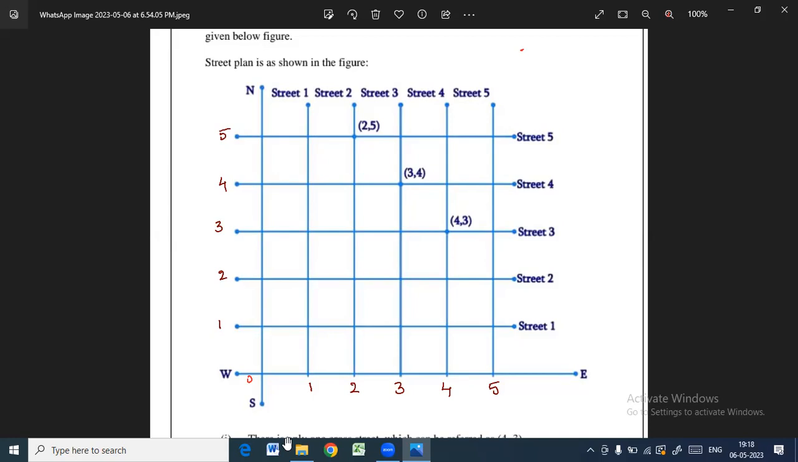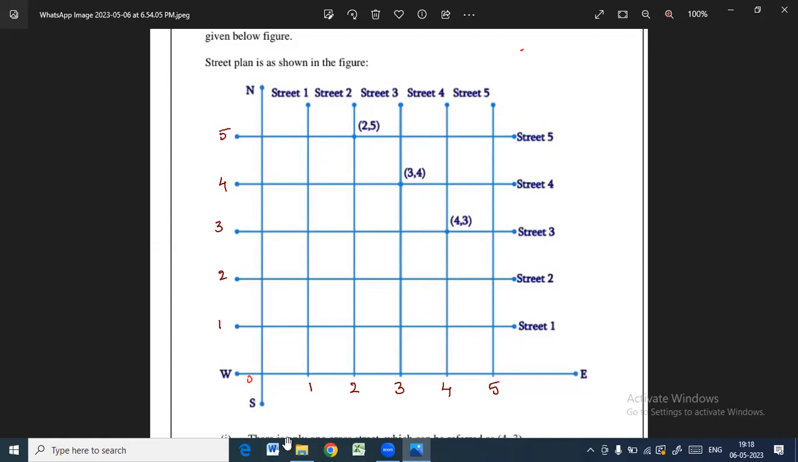Next, draw a model of the city in your notebook. This is a model of the city. In this diagram, represent the roads and streets by single lines. Street 1 is a single line, street 2 is a single line, street 3, street 4, street 5. Also on the y-axis, street 1, street 2, street 3, street 4, street 5.